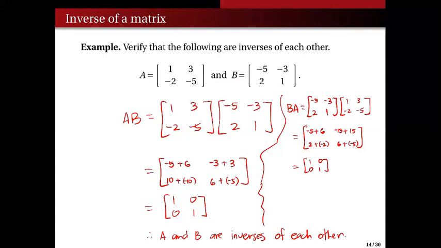So again, at this point, we checked both A times B and B times A, and we showed that the products are the identity matrix. Later on, we will prove that we only need to check one of them, and that is enough to say that they are inverses of each other.